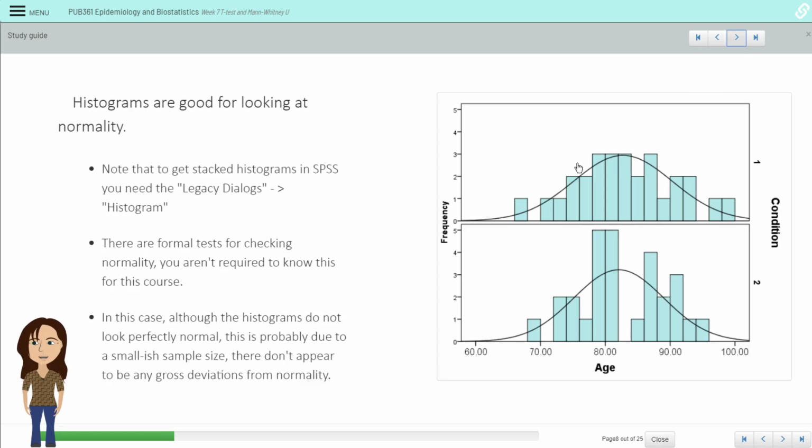Histograms are good for looking at normality, so this was the next assumption. And to get this in SPSS, you actually have to go through the legacy dialogues. It's not in the chart builder with the rest of the tests. You don't have to do a formal test of normality.